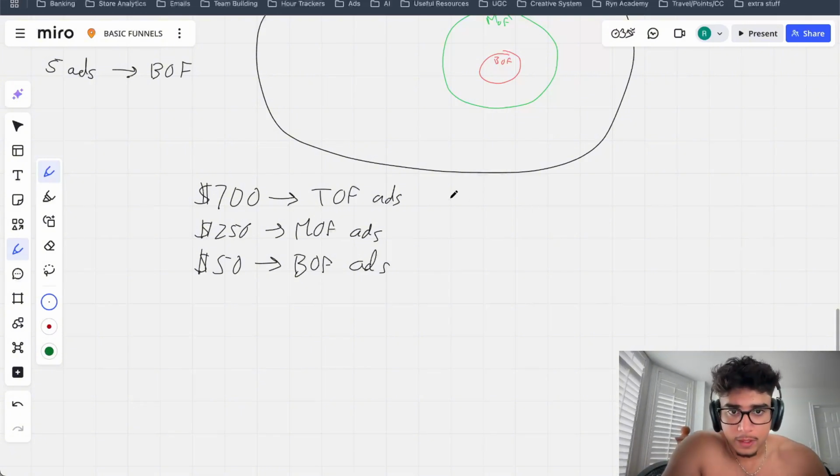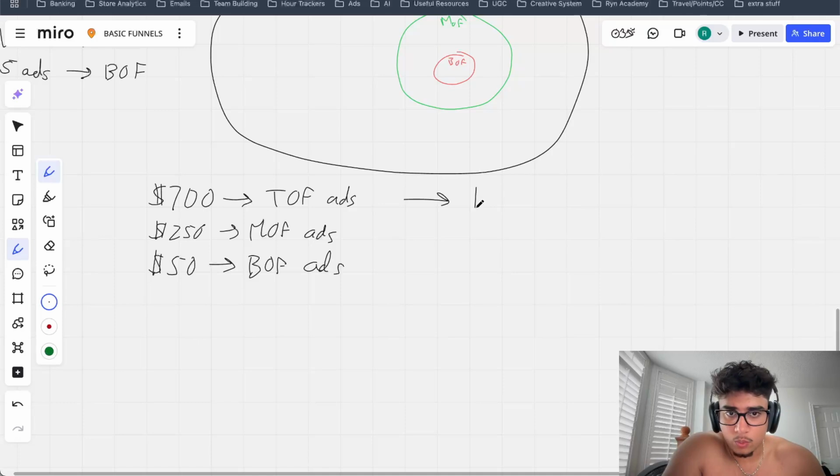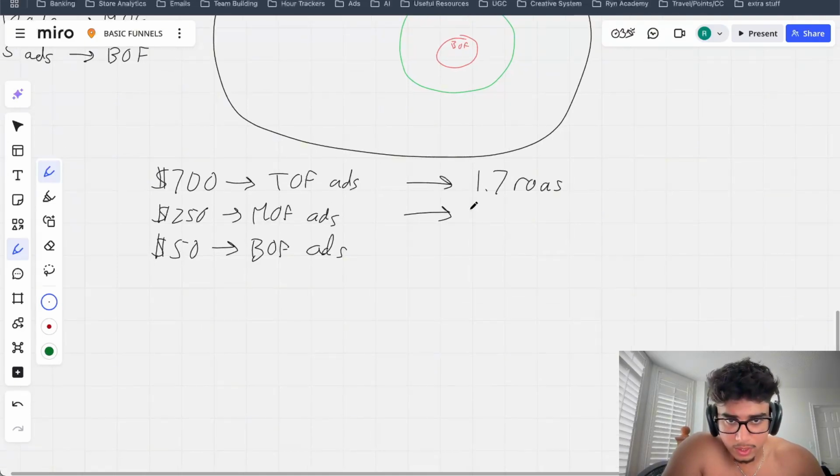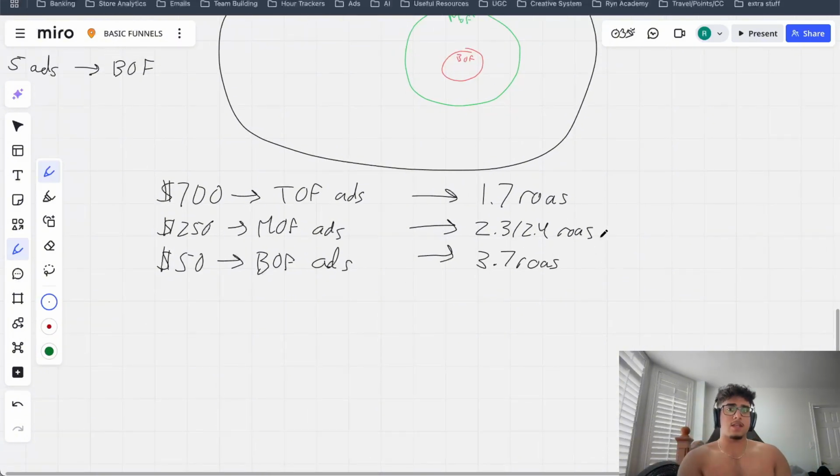But let's say your top funnel ads are performing at a 1.7 ROAS. Okay, $700 at 1.7, and your middle funnel ads are at like a 2.3 or 2.4 ROAS, and then your bottom of funnel ads are at like a 3.7 ROAS. You're going to look at this and inherently think, yo, Facebook is spending $700 on a return of 1.7. Imagine Facebook put $700 on 3.7. That'd be so rich. I'm going to make so much more money.